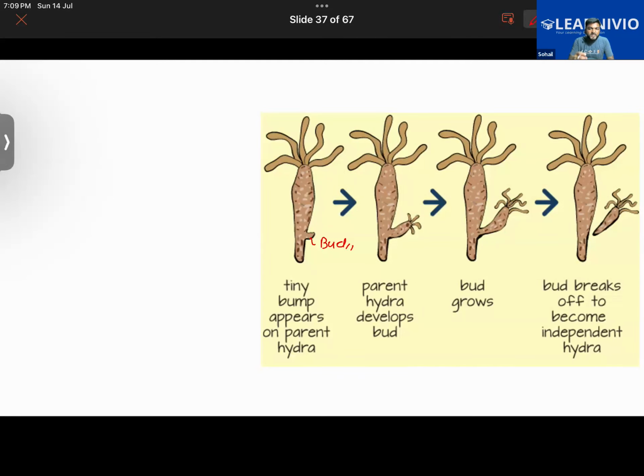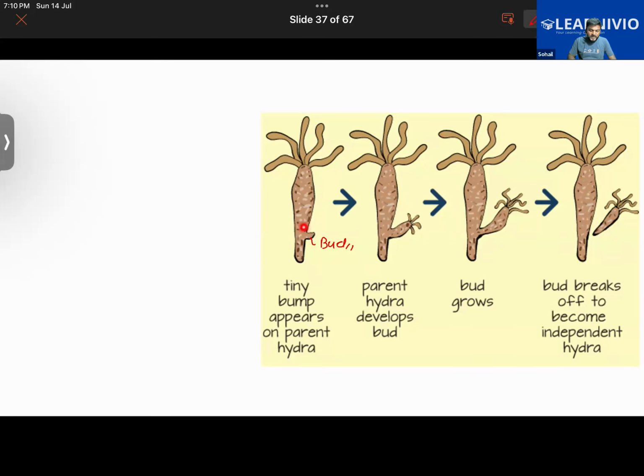So a tiny bump has appeared on its body. Furthermore, this tiny bud will start to grow. In the second image, you can see that it has started to grow further. It will continue to grow and finally break off from the parent body. It has finally broken off from the parent body, as you can see in this image, and now it will develop independently. These buds would develop into a hydra: they continue to grow, finally detach from the parent hydra, and grow into a new hydra.